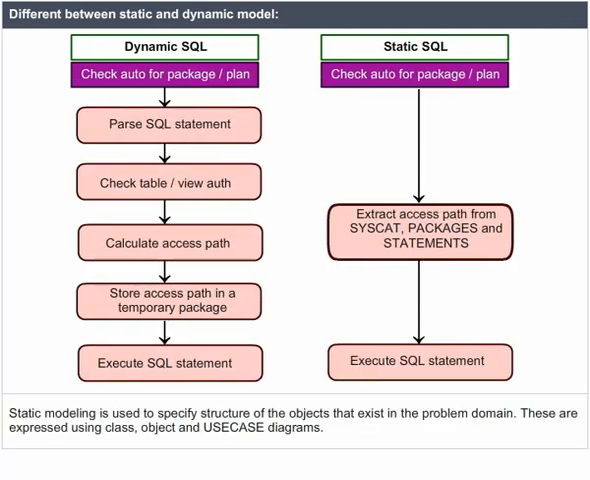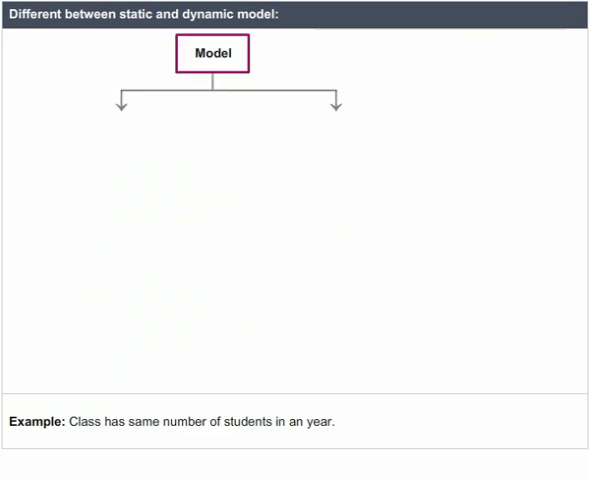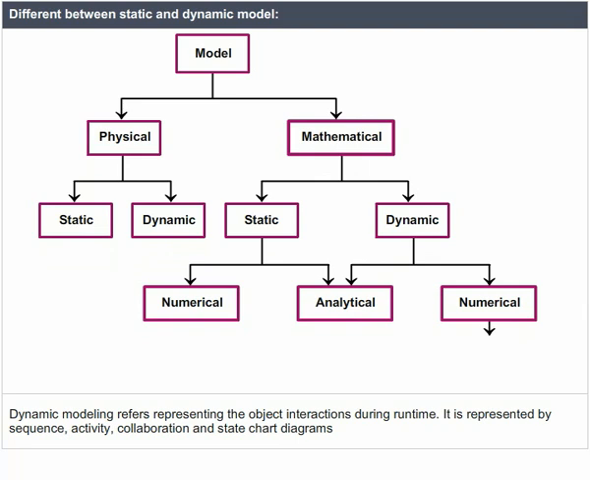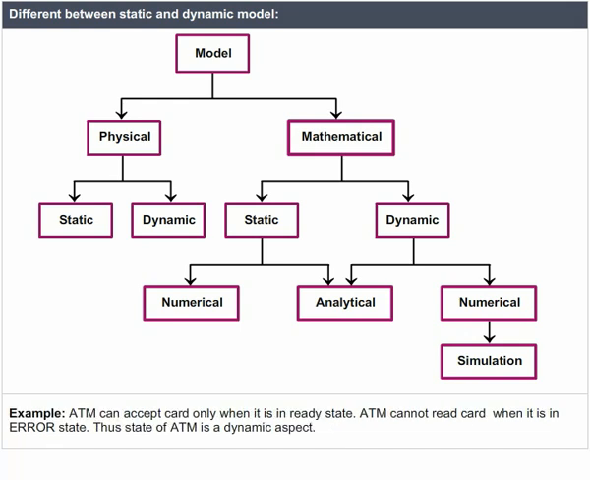Static modeling is used to specify the structure of the objects that exist in the problem domain. These are expressed using class, object, and use case diagrams. Example, a class has the same number of students in a year. Dynamic modeling refers to representing the object interactions during runtime. It is represented by sequence, activity, collaboration, and state chart diagrams. Example, an ATM can accept a card only when it is in ready state. An ATM cannot read a card when it is in error state. Thus, the state of an ATM is a dynamic aspect.